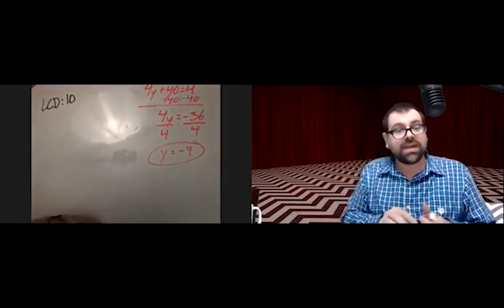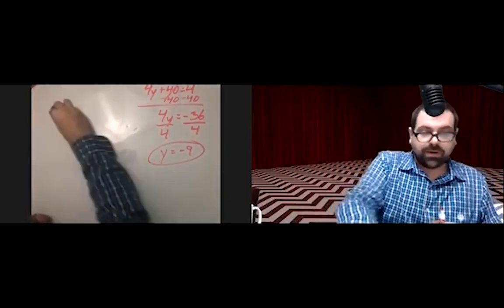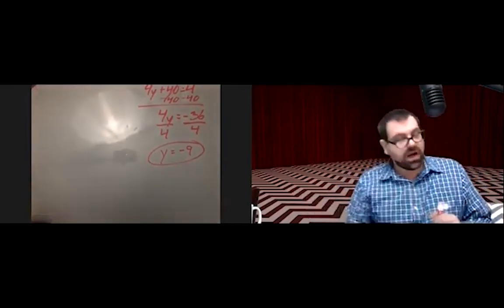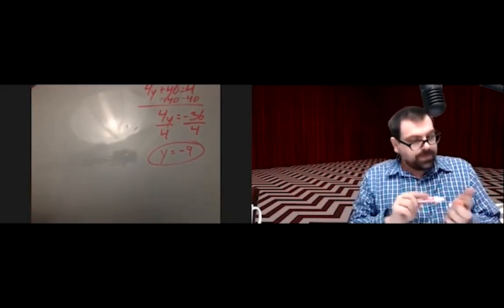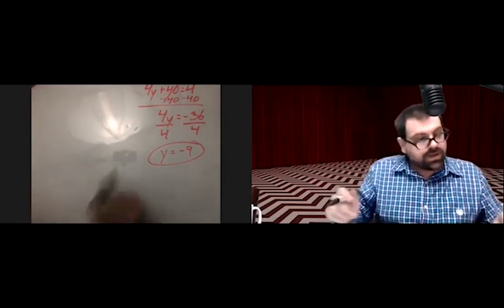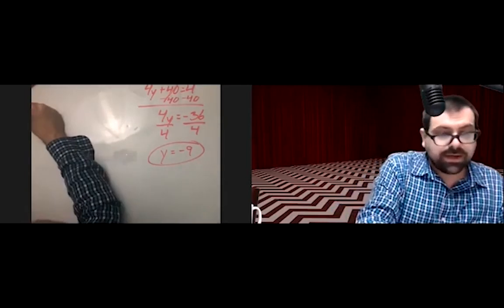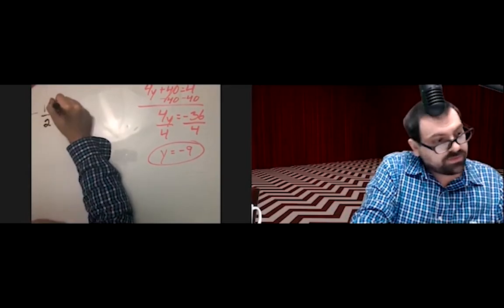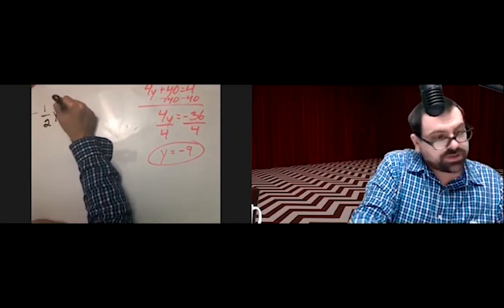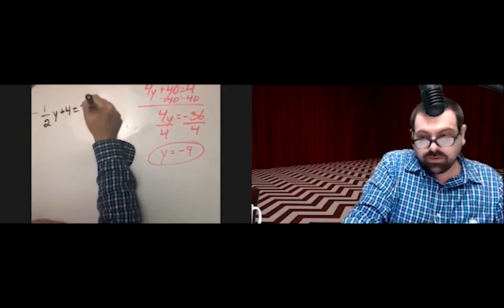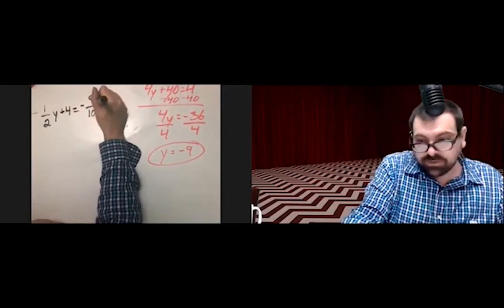We get y equals negative 9. We didn't have to work with fractions once we got rid of them. What we are allowed to do is check our answer, because maybe you got a little nervous and don't think you cleared the fractions right or something like that. Well, how can you check and make sure you have the right answer?